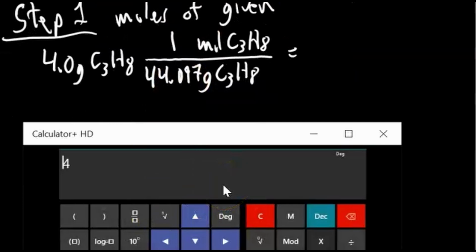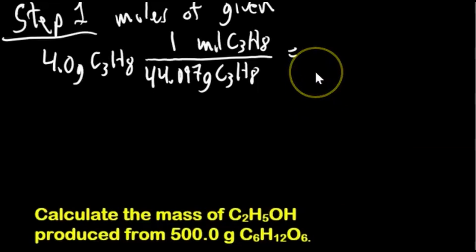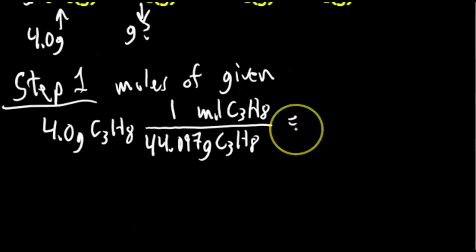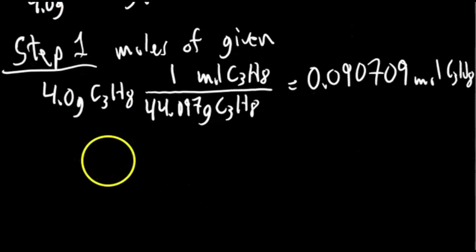So 4 divided by 44.097, 0.090709 moles of C3H8. Okay, so that's step 1. Not too bad. We've already done it a number of times.